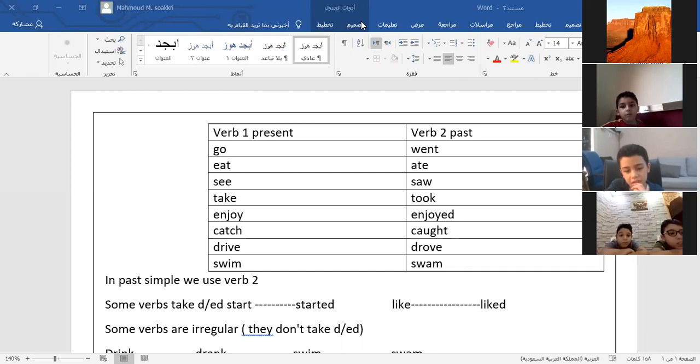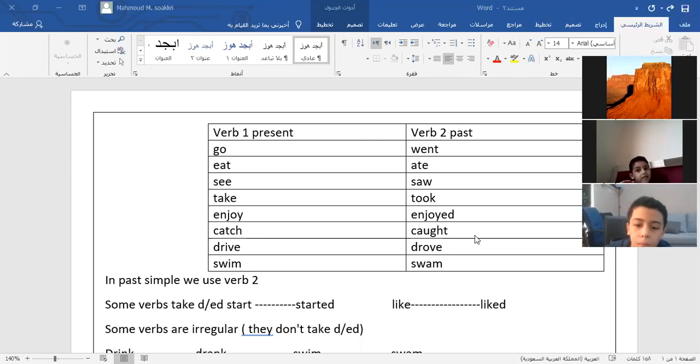Now, students, who can tell me about the past simple? Is it something happening now or something that happened in the past and finished? If you want to answer, raise your hand. You go under participants and press the button raise hands. Okay, I can see that Ahmad Adli is raising his hand. Yusuf Khalid also. Let's go to Yusuf Khalid.